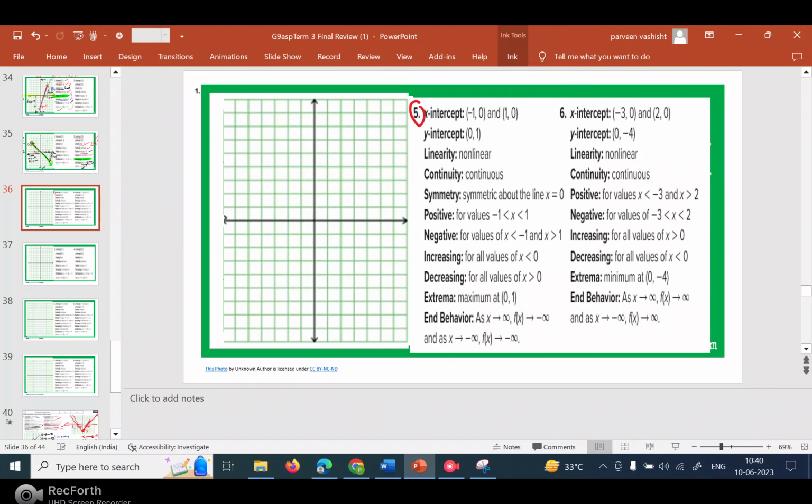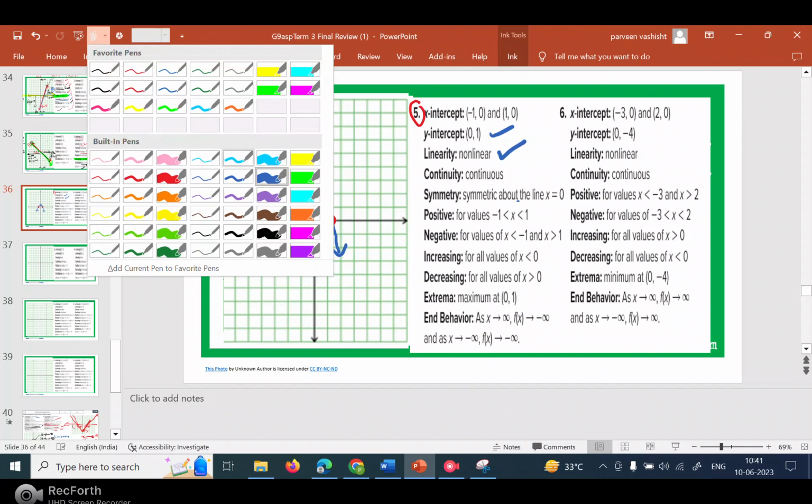Question number 5. X-intercept is -1 and 0. -1 and 0 is this point. And 1 and 0. 1 and 0 is this point. Y-intercept is at 0 and 1. So it cannot be a straight line. The 3 points are like this. So it is a non-linear graph. Non-linear graph means try to make a curve.